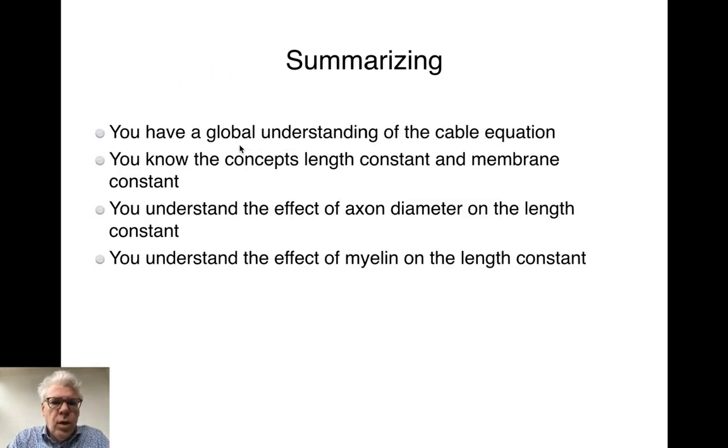So in sum, we discussed briefly the cable equation. We introduced the concepts of length constant and membrane time constant. You understand the effect of axon diameter on the length constant, and you also understand why myelin has an effect on the length constant and increases its value.